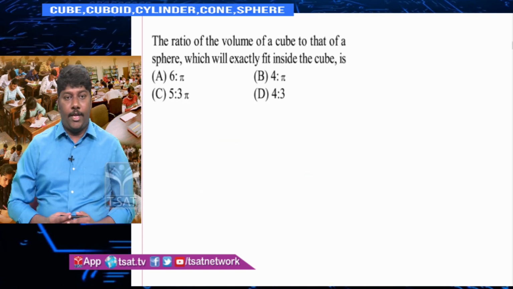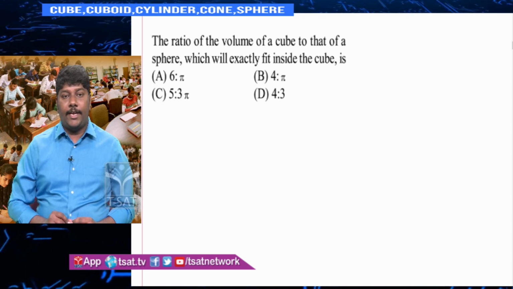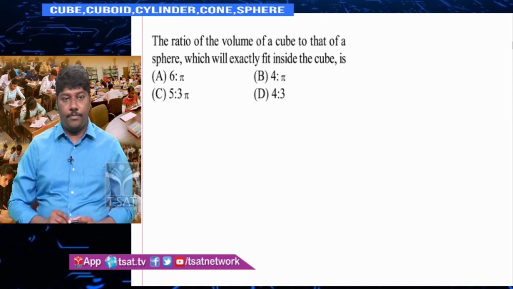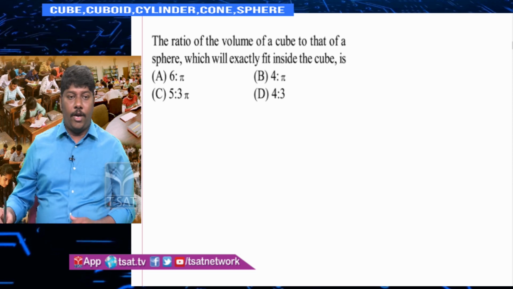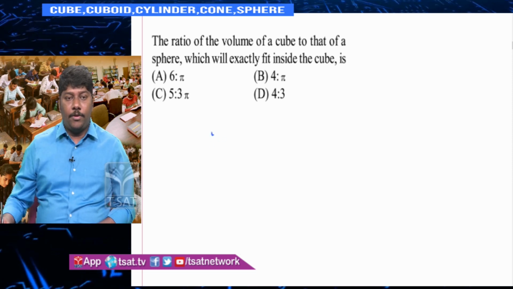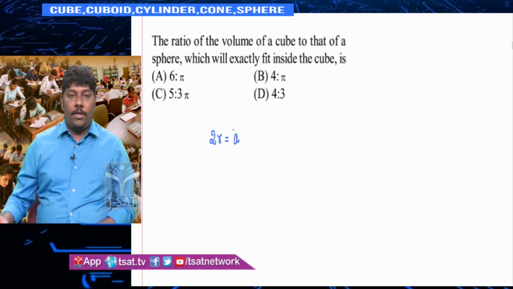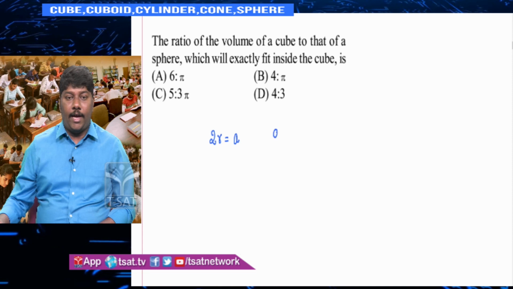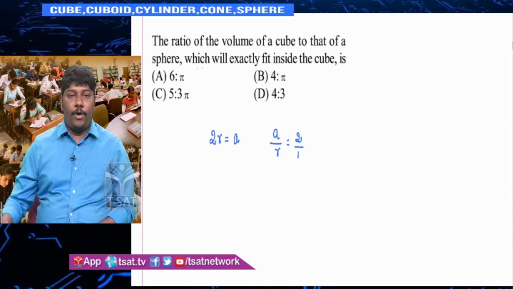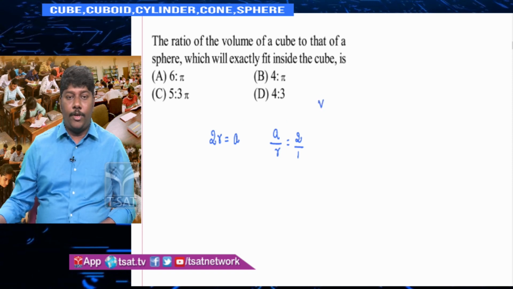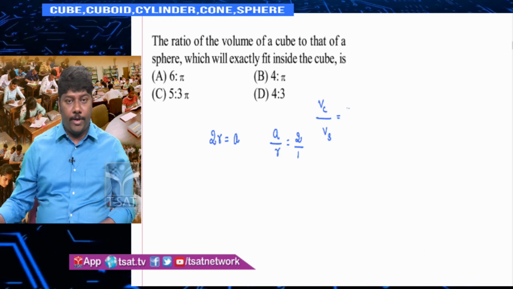Look at the next one. The ratio of the volume of the cube to that of the sphere which will exactly fit inside the cube is. If a sphere exactly fits inside the cube, we already know the relation between them. We know that the diameter of the sphere is equal to the edge of the cube. Now first cube, then sphere, then A by R is equal to 2 by 1. We want their volumes ratio. Volume of cube by volume of sphere. It is the relation between cube and sphere.